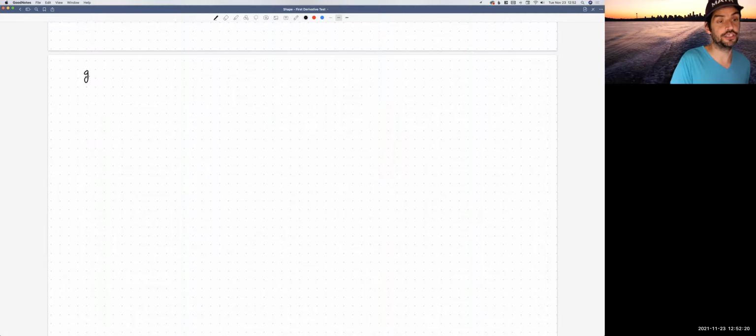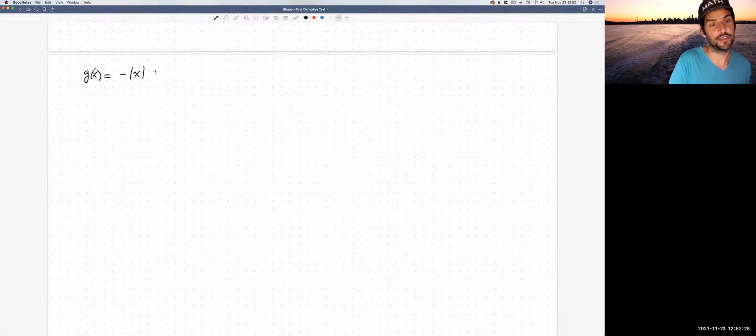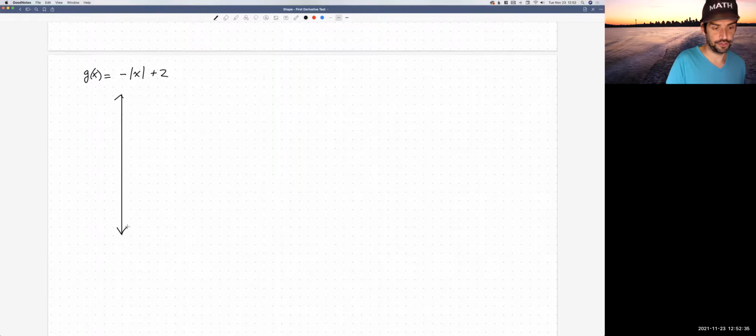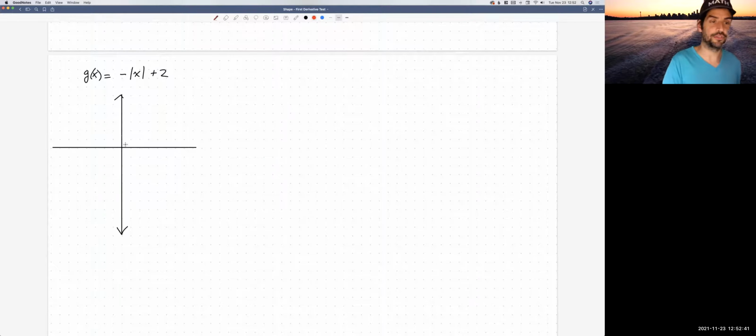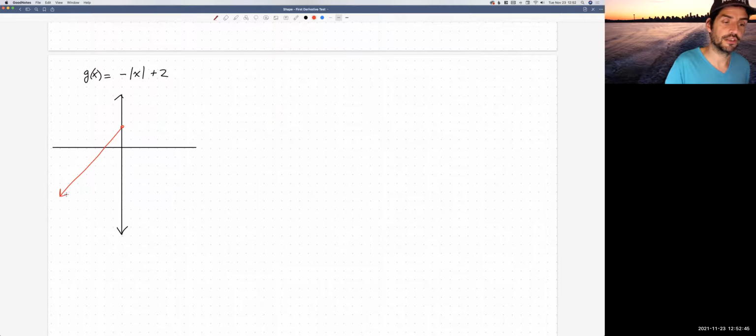Let's look at the function g of x. Let's just make it simple. We'll make it negative absolute value of x, plus 2, right? So a quick sketch of this. It's a flipped absolute value function raised 2. So it's going to look something like this.